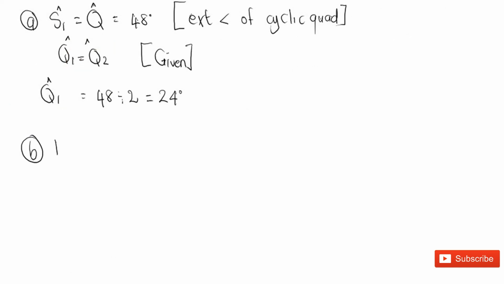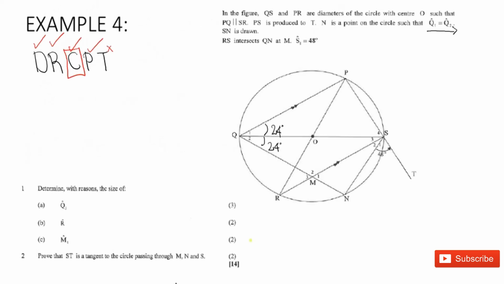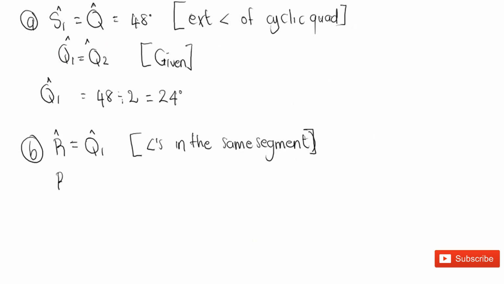Okay, so like I said, your angle R is equal to Q1, and the reason is you've got angles in the same segment. So that makes it 24 degrees. Your angle R is equal to 24 degrees. Okay, and we are basically done, right?